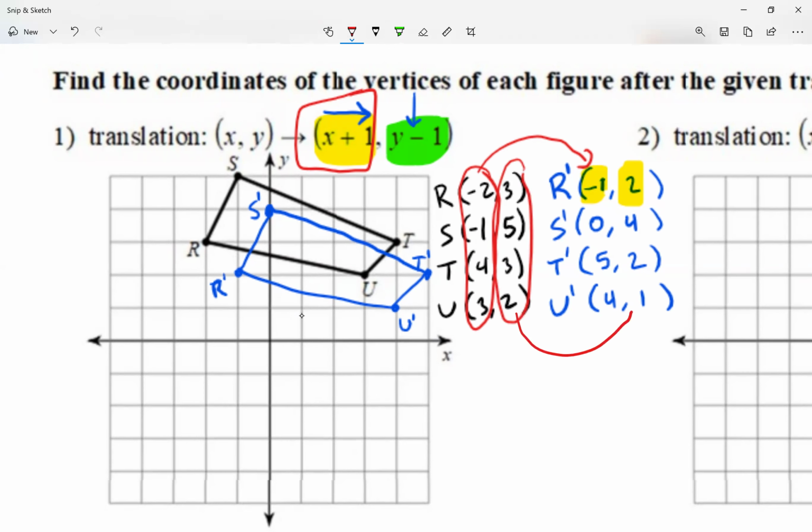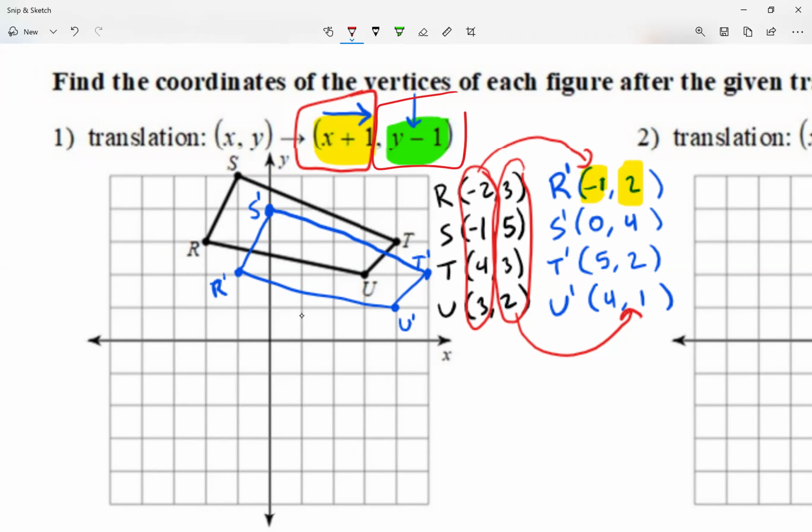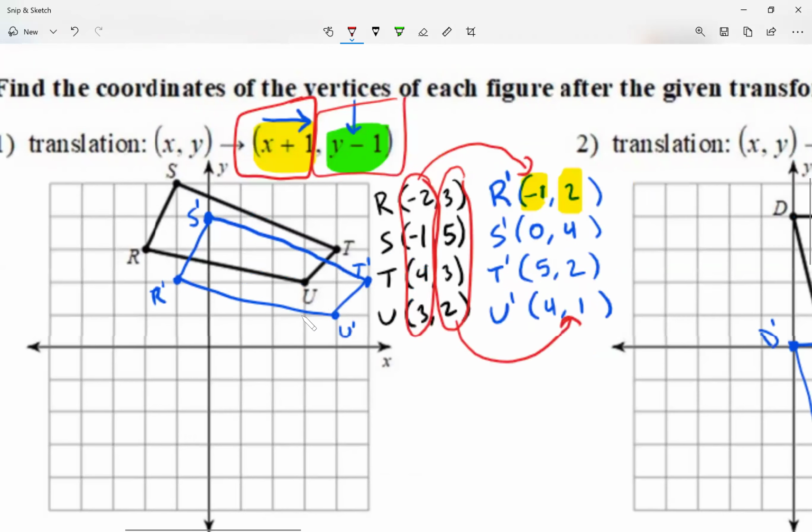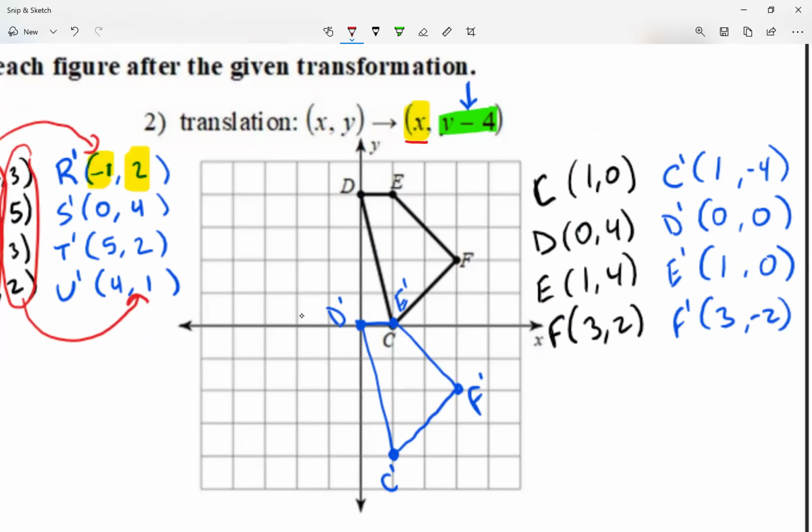For the Y values to become the new Y values, 3 minus 1 is 2, 5 minus 1 is 4, 3 minus 1 is 2, and 2 minus 1 is 1. I subtracted 1 on the Y's because that's what it said. So you can do this mathematically, right? All the operations, just do the instructions as they tell you. In question number 2, what I will do is leave the X alone and then subtract 4 from the Y. Mathematically speaking, that's what I will do. If you want to do it visually, you want to move the points, do as you wish.